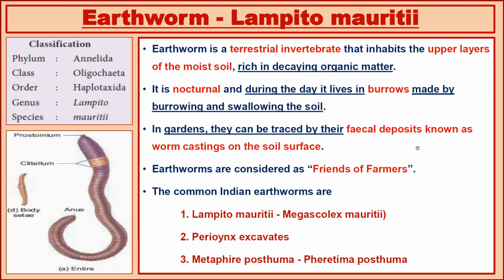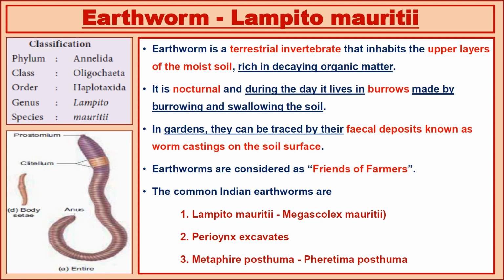Earthworm, Lampito mauritii. Classification of earthworm. Earthworm belongs to the phylum Annelida because their body is segmented. It belongs to the class Oligochaeta, order Haplotaxida, genus name Lampito and species name mauritii.